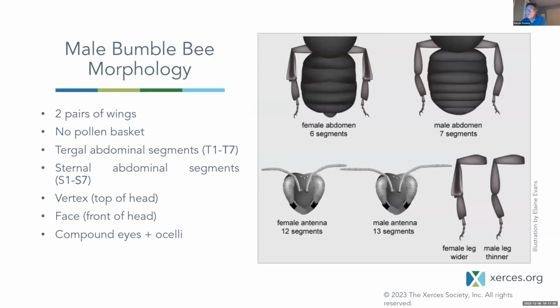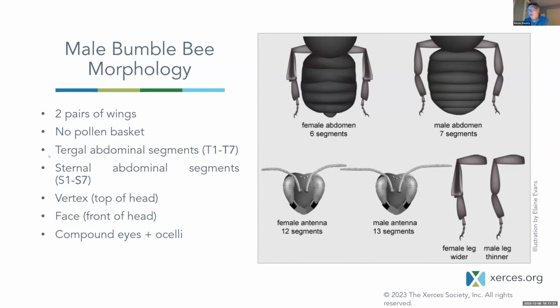Let's talk a little bit about morphology and distinguish males from the females. So both have 2 pairs of wings, so 4 wings. They have forewings and hind wings. Sorry, that's confusing. The males do not have a pollen basket or corbicula or scopa. Those are all synonyms for that thing that the females use for carrying the pollen. The males simply lack it because they do not gather pollen for the nest.